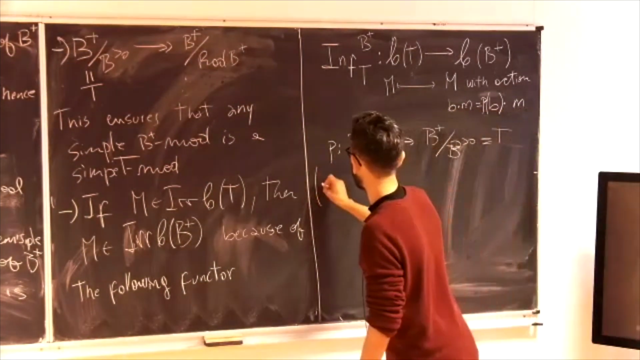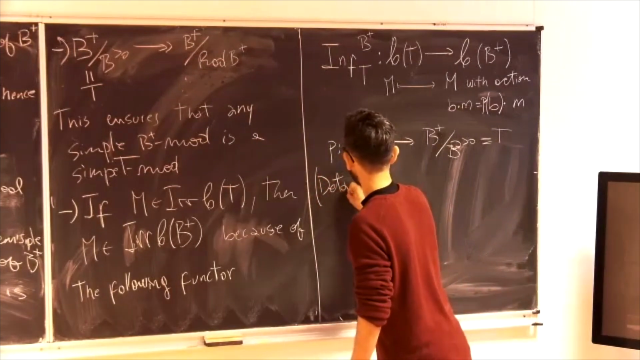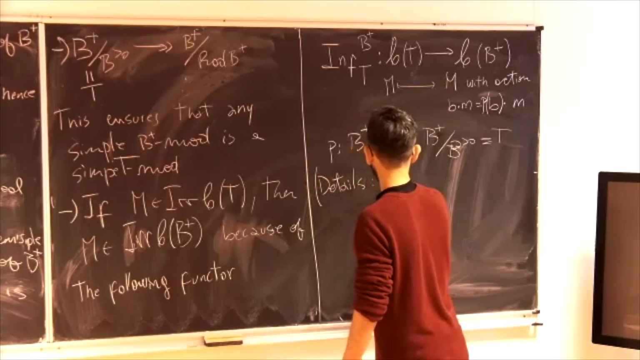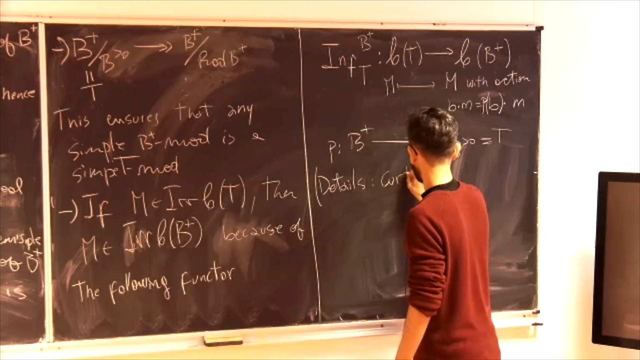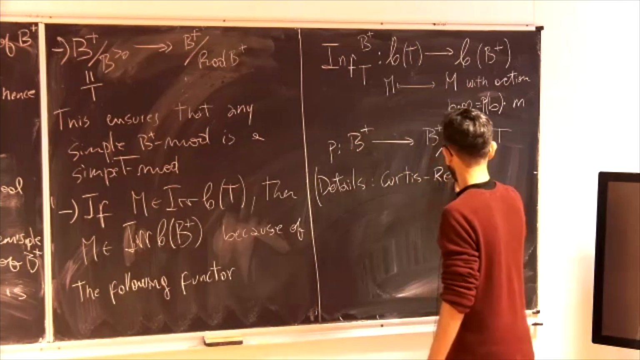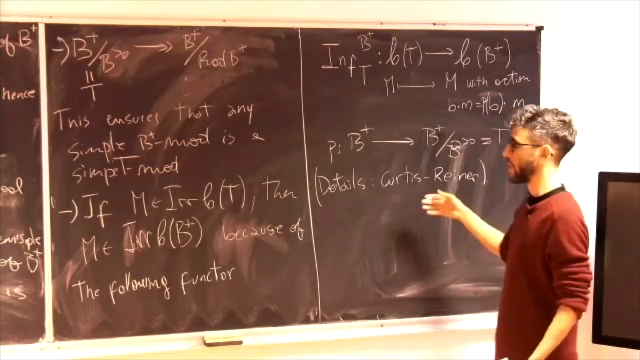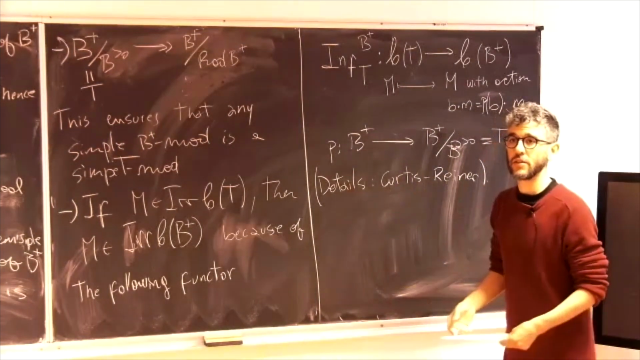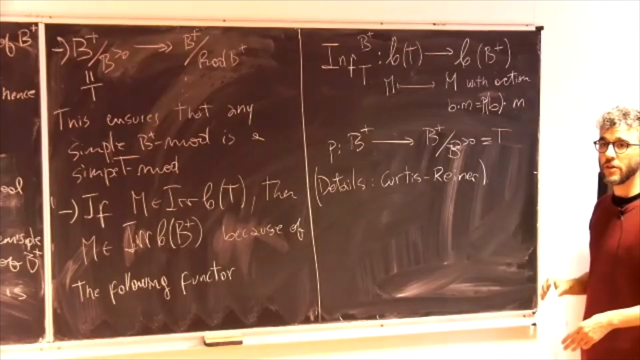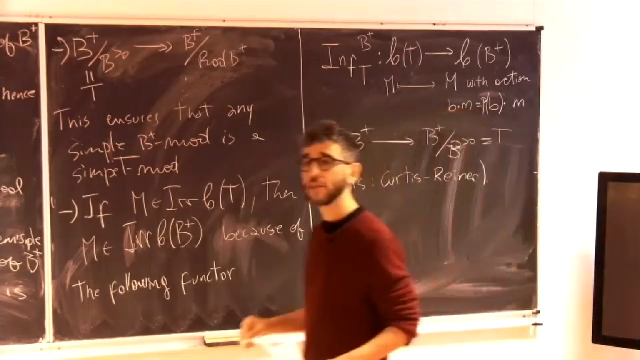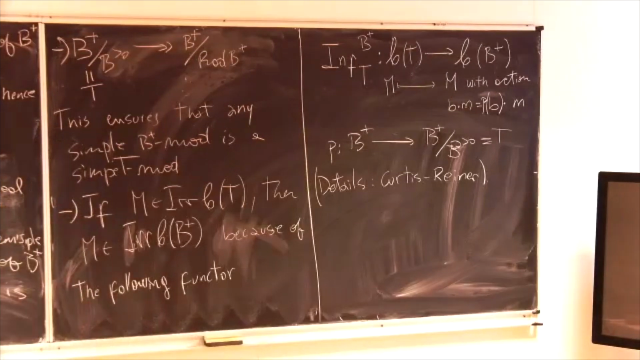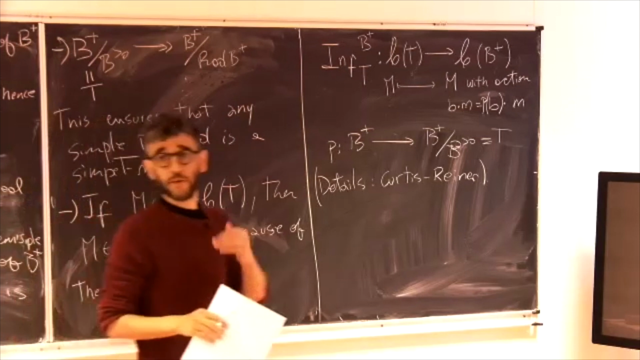For details, I recommend the book of Curtis and Reiner. It's a very nice book to learn all about the basics of the theory of algebras. This answers the question of before from Corneli. It's fine, Corneli. Can you understand me?